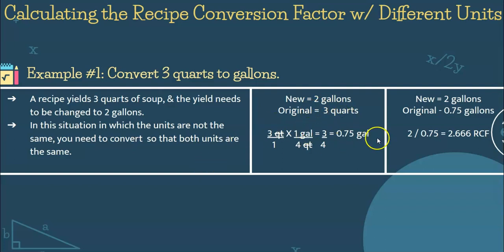So you're going to set it up just like we've set up the other problems. 3 quarts over, you're going to cross multiply. So 3 quarts over 1, just because you're going to want them to cross out.